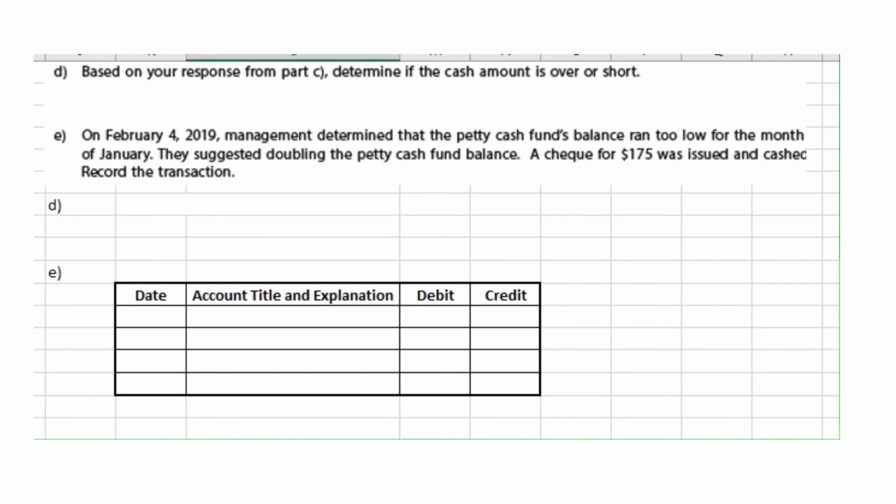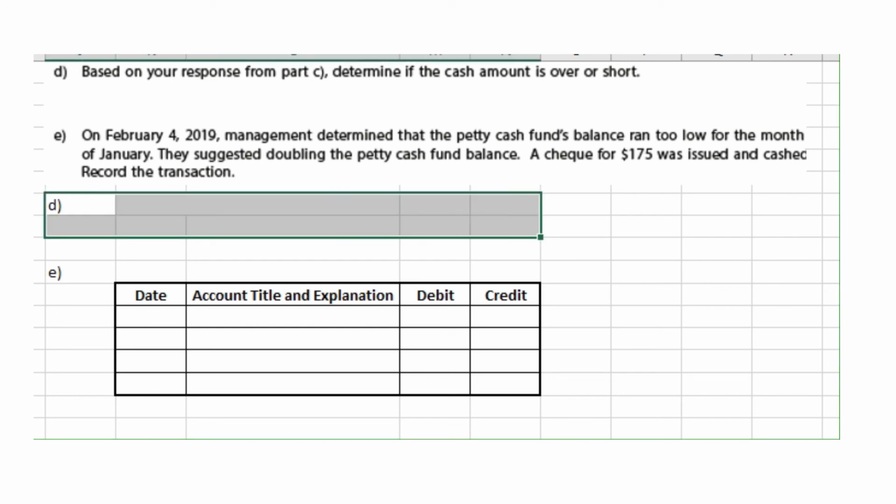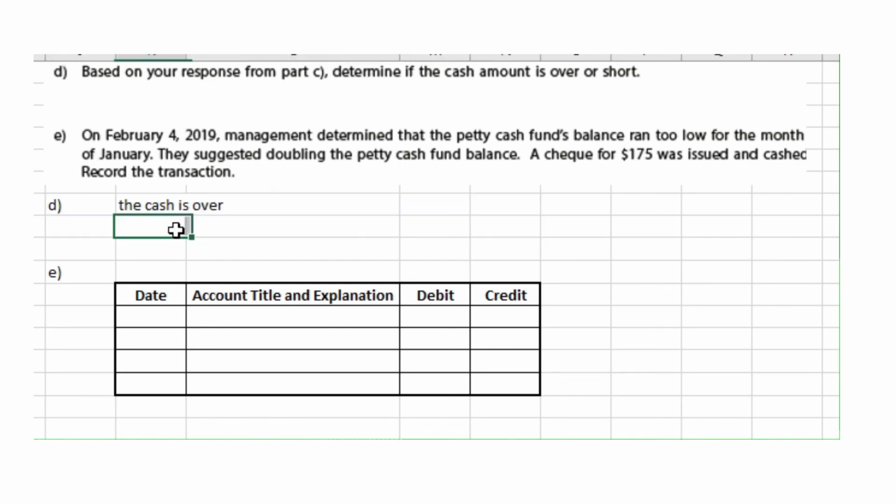The last part of this question says, based on the response from part C, determine if the cash amount is short or over. So in this situation, as we said, the cash is over. We've got more cash than expected.